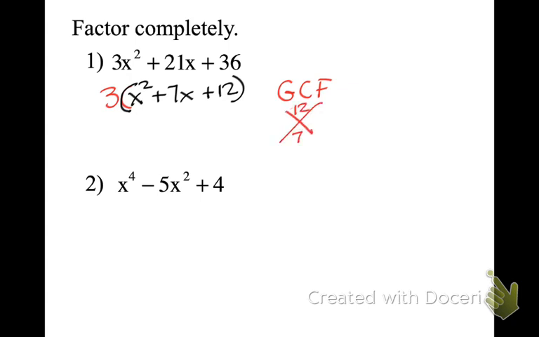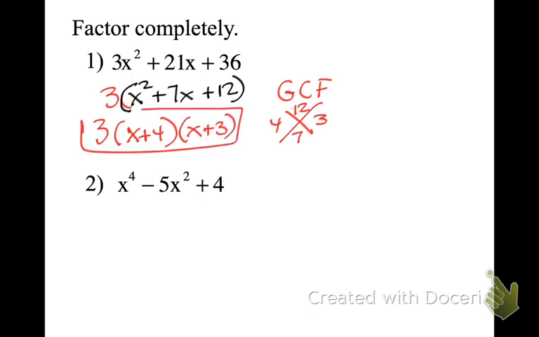3 and 4. So I bring down my GCF, and then the rest of it's going to be factored too. x plus 4 times the quantity x plus 3. And we're done. That is the answer.